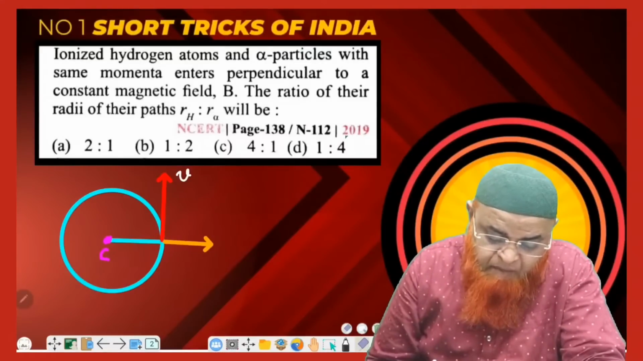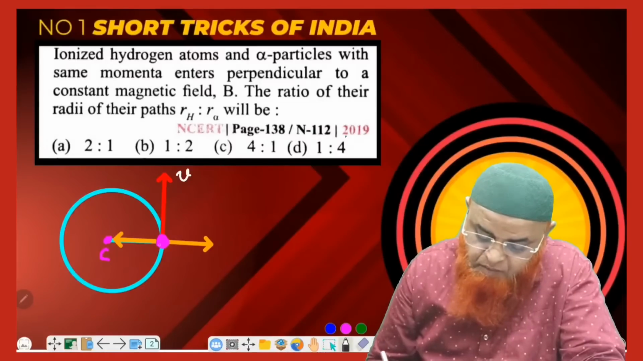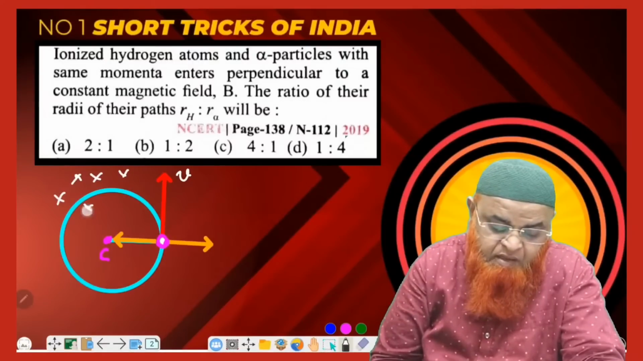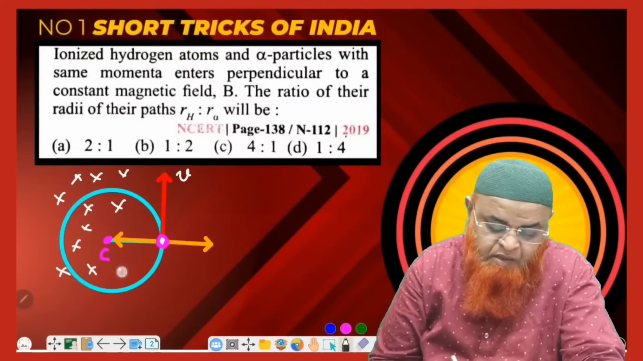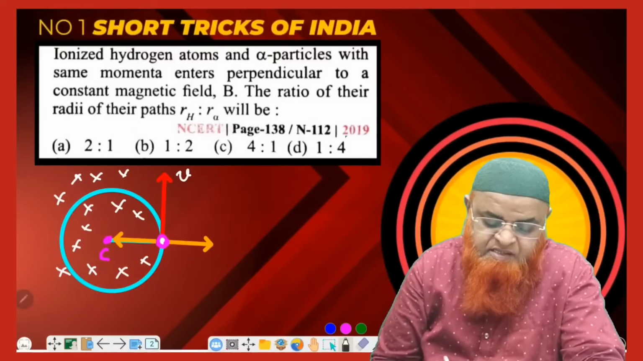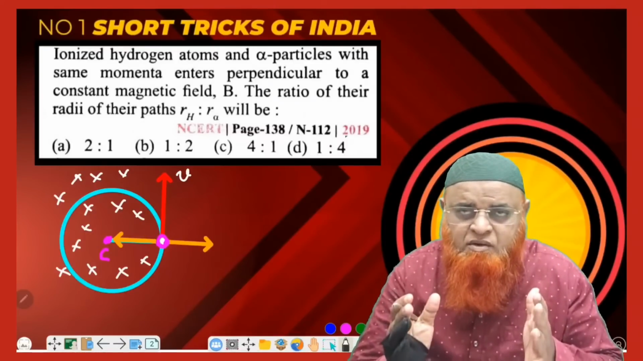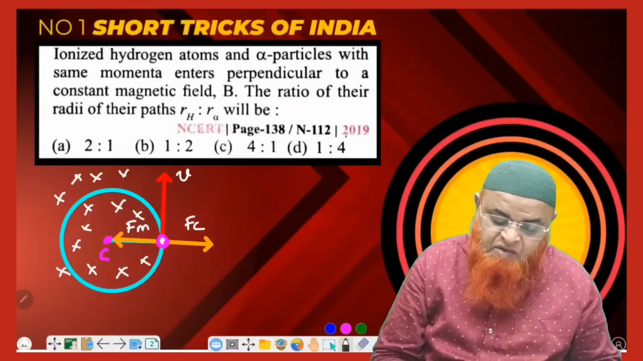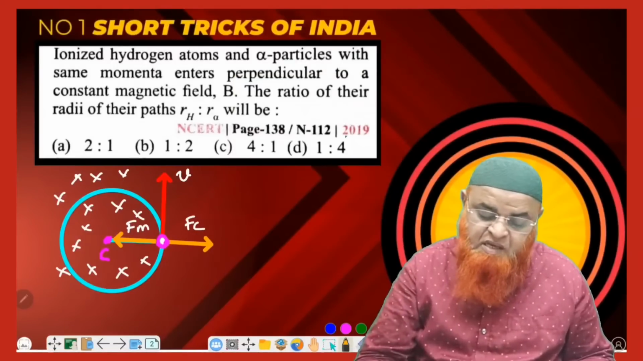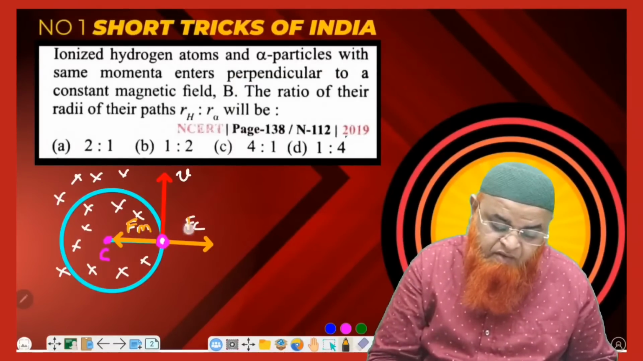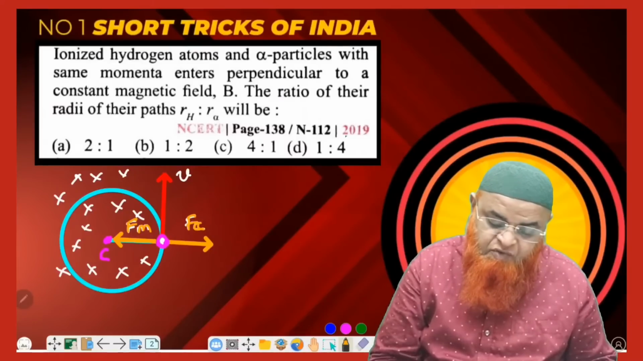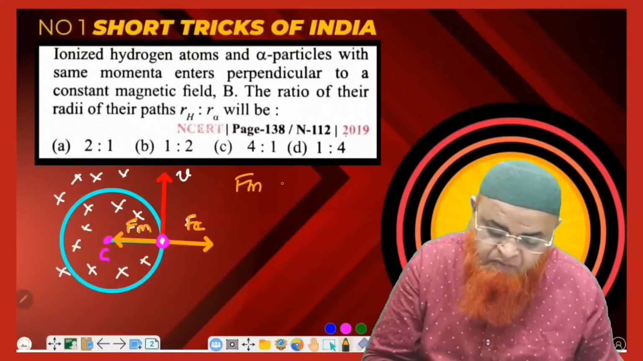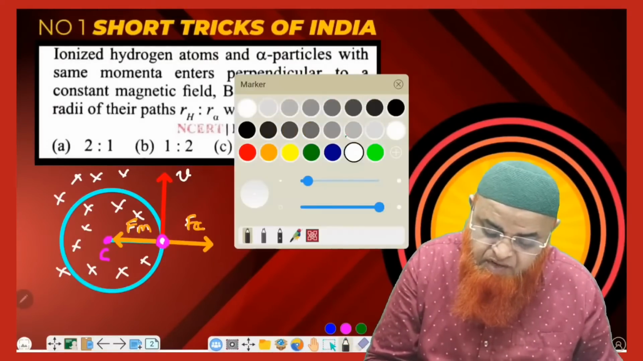Whenever any particle is going in a magnetic field, let us imagine this is a magnetic field. In this magnetic field, when any particle enters, there are two forces acting on the particle. One is towards the center, which is called the magnetic force. The other is called the centrifugal force. These two forces balance the charged particle which is moving in a circular path. Therefore, magnetic force is equal to centrifugal force.